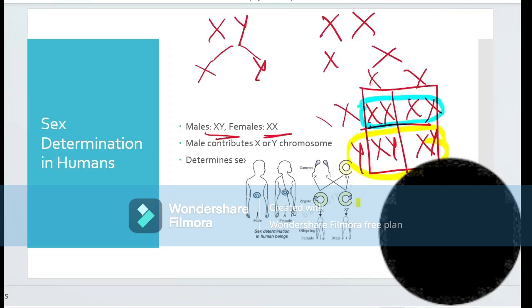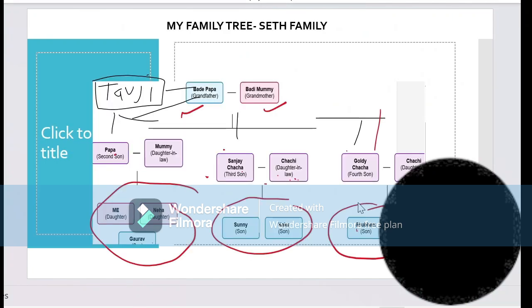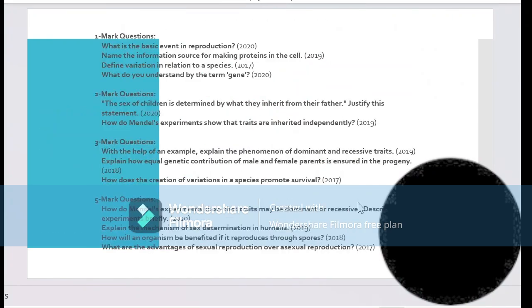अब हम आ जाते हैं mnemonics के ऊपर. Tricks and mnemonics to learn this chapter. Okay, let me put it ahead. ये कुछ questions हैं. Please go through these questions, pause this video and look at these previous year questions that I have written for you.